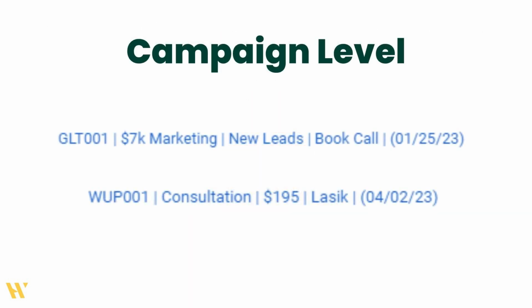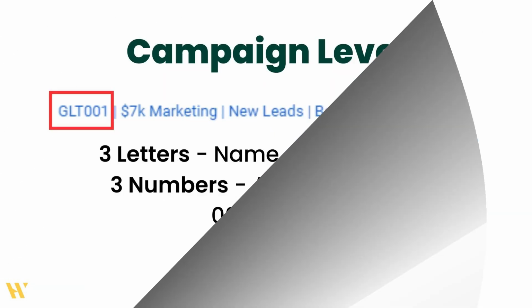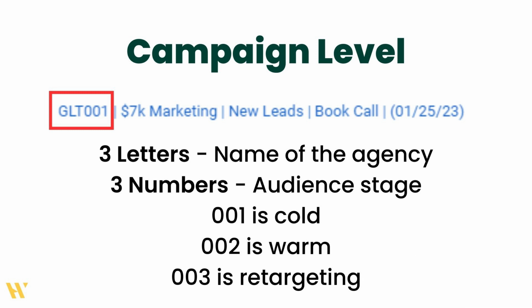Sure, it might seem confusing at first, but let's break it down. The first 3 letters, those are the initials of the agency. The next 3 digits represent the audience stage. 001 means cold audience, 002 is for warm, and 003 stands for retargeting.